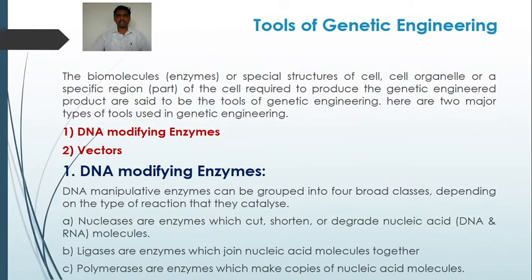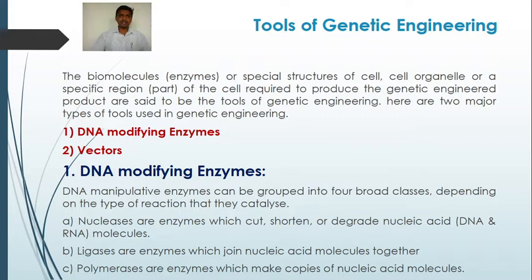So to perform such desired manipulations or changes in an organism, certain tools are required for genetic engineering. The tools of genetic engineering comprise the biomolecules, that is the enzymes, spatial structures of the cell, cell organelles, or a specific region or part of a cell required to produce the genetically engineered product.